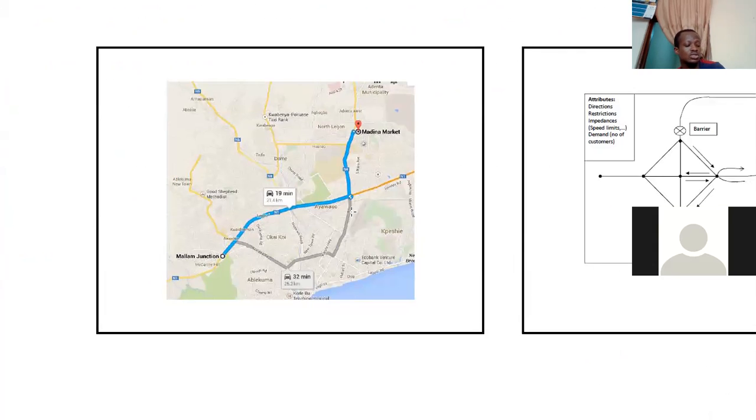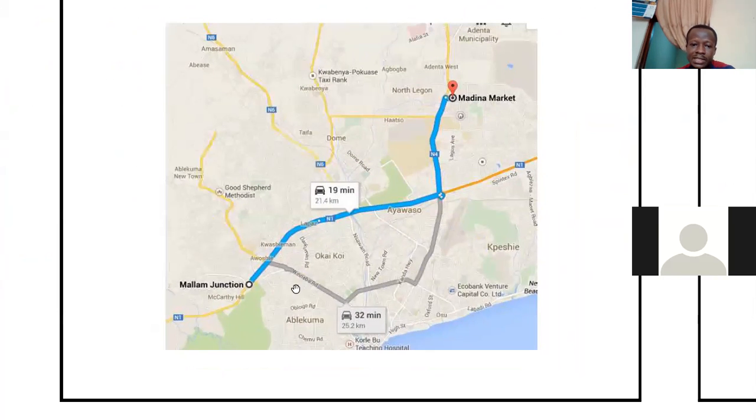I don't know how many of you have actually used the shortest path algorithm before. So you can see that we have the blue line here. It's showing you how to get from Medina Market to Malam Junction. There are so many options. You can decide that you're not going to go through that; you're going to go through Atomic Junction, then through Hachu, and then through Dome, and then you go all the way.